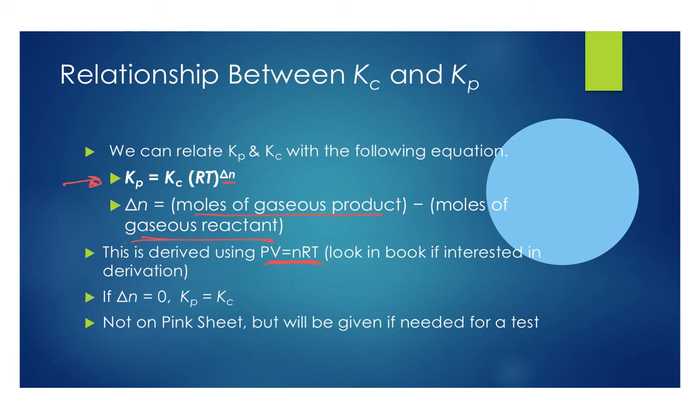So essentially this means that if the number of moles of gas does not change from the reactant to the product side, delta n becomes 0, so the RT section becomes 1, and therefore Kp is going to equal Kc, okay? This expression that relates Kc and Kp is not on our pink sheet, but if you ever needed it for a test or on the AP test, they would give you that relationship.